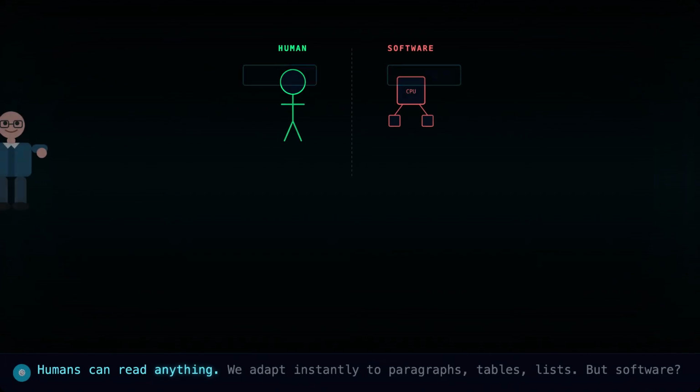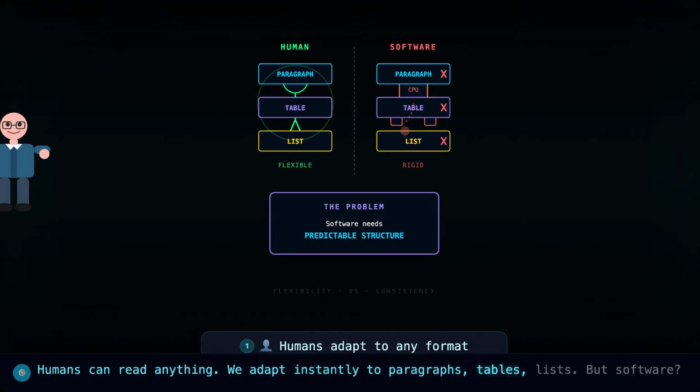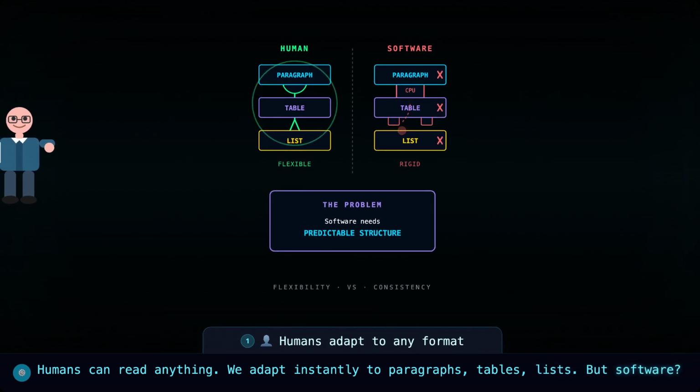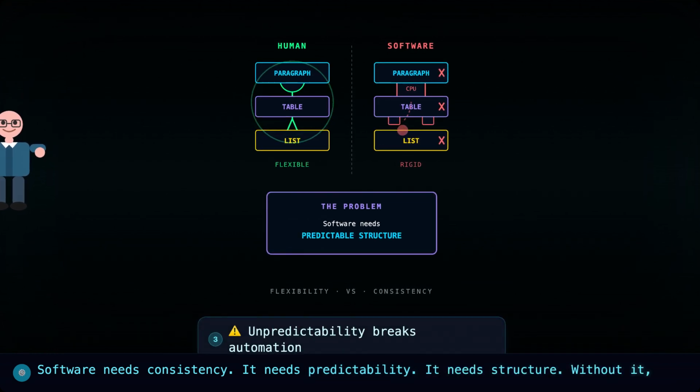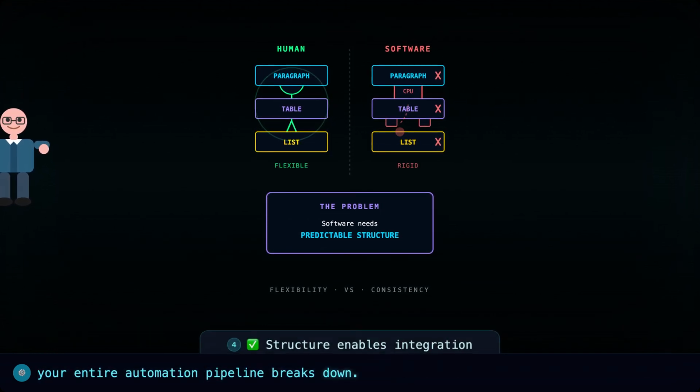Humans can read anything. We adapt instantly to paragraphs, tables, lists. But software? Software needs consistency. It needs predictability. It needs structure. Without it, your entire automation pipeline breaks down.